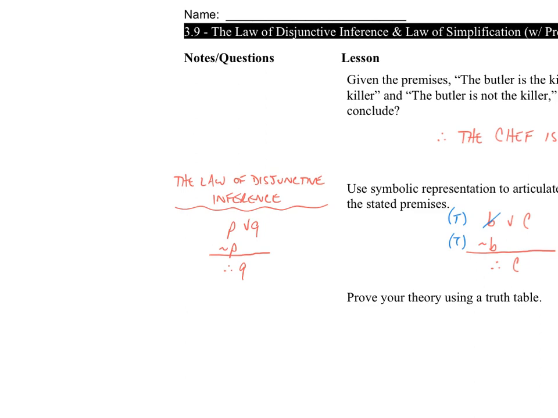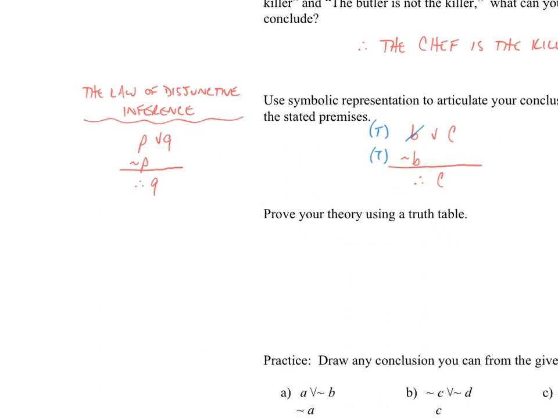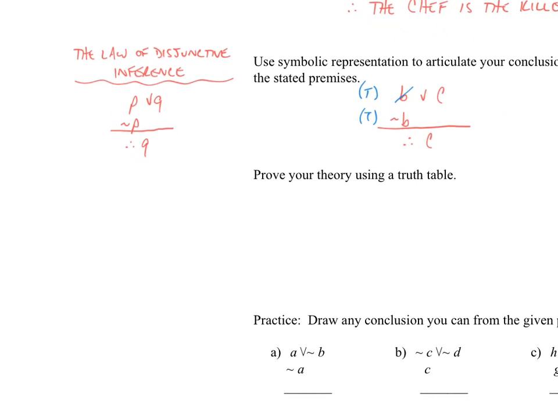All right, we are going to prove this theory using a truth table here. So we're just going to show that this is obviously true no matter what. And I'll just create a truth table that's going to have to include P. It'll include Q. We do have a not P, and then the disjunction P or Q. So let's just go ahead and fill in this truth table.